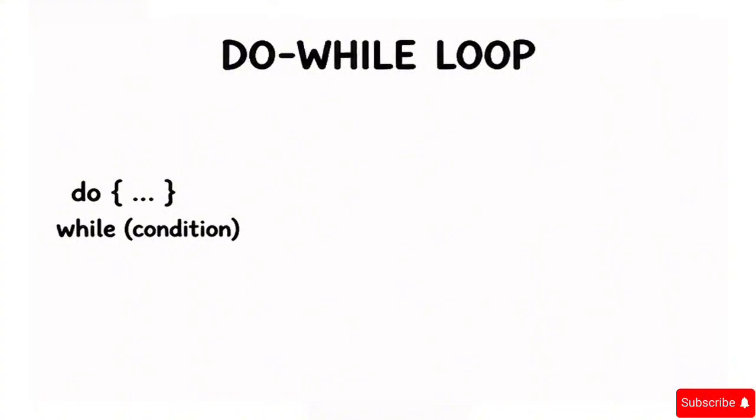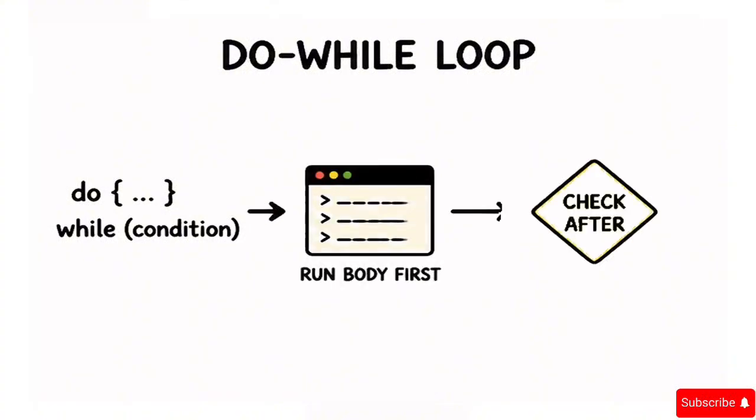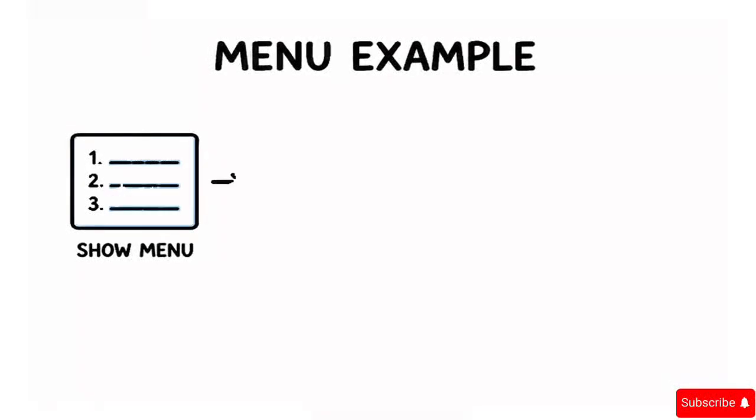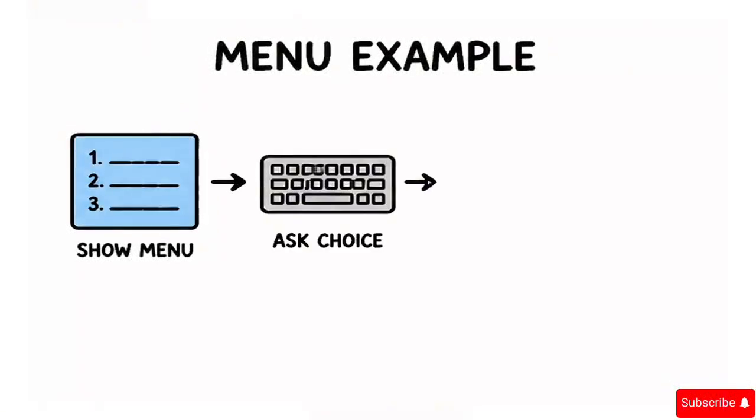The do-while loop runs the body first, then checks the condition. The body always runs at least once. This is perfect for menus, prompts, and password tries, where you need to ask once before you can even decide whether to repeat.